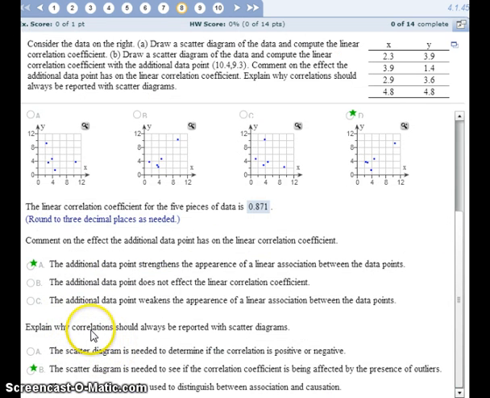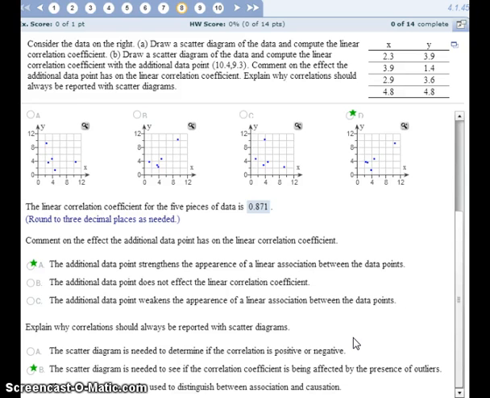And the last part: correlation should always be reported with a scatter diagram so that you can see if the correlation coefficient is being affected by the presence of outliers. What an outlier will do is this: maybe there's a very, very strong relationship between the two variables, and you can usually tell that by looking at the correlation coefficient. But if there are outliers, just a few points that are way far off of that best fit line, they're going to make the correlation coefficient much lower.